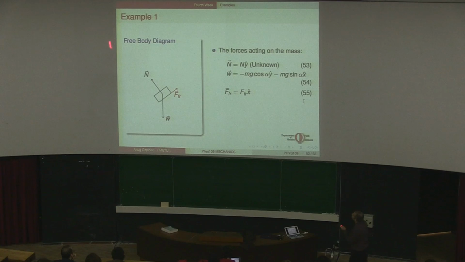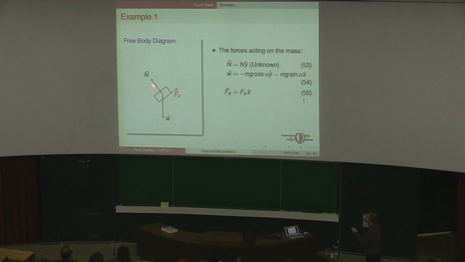I forgot to draw the coordinate axes. This is my x direction, this is my y direction. So there are three forces acting on my mass. One is the normal force, which is in the positive y direction. I don't know that normal force yet. That is one of the unknowns. There is the weight of the object. Here alpha is the angle of the incline.